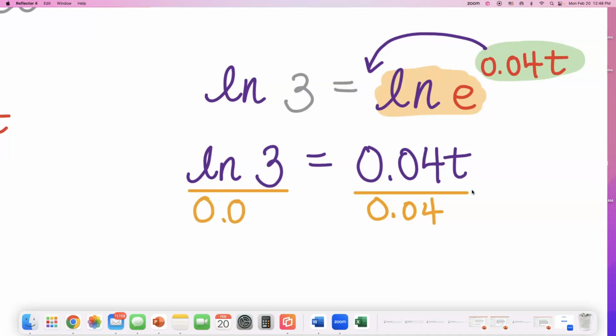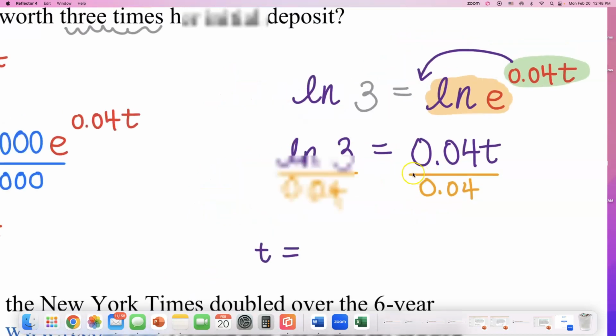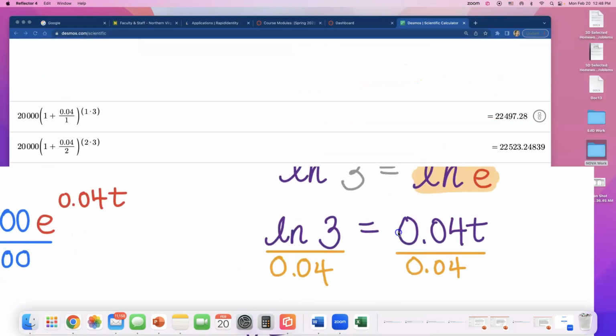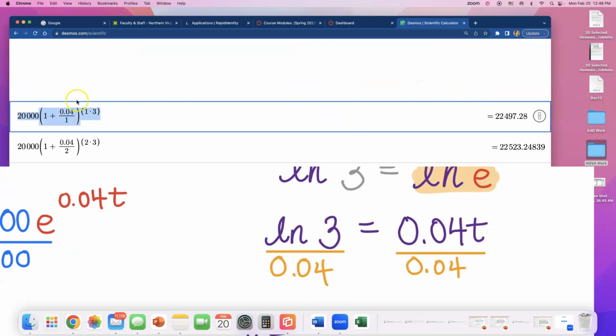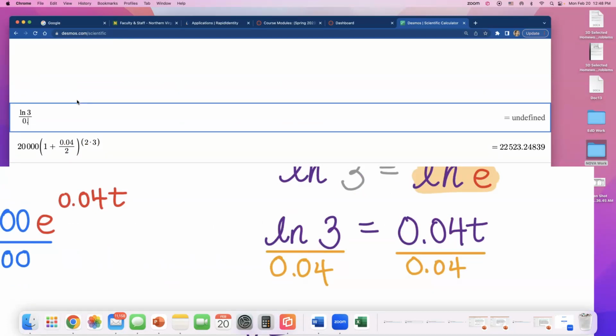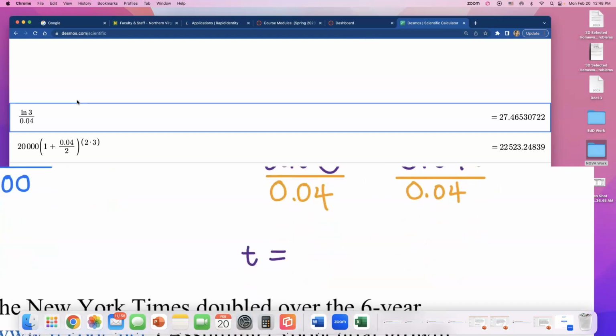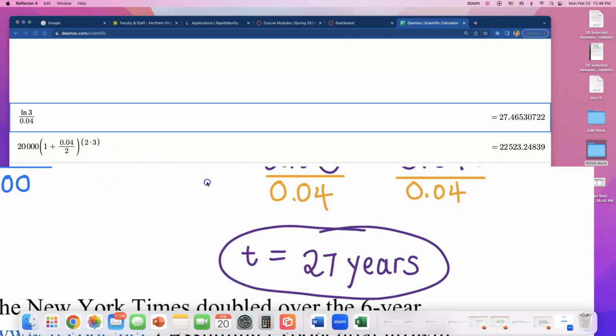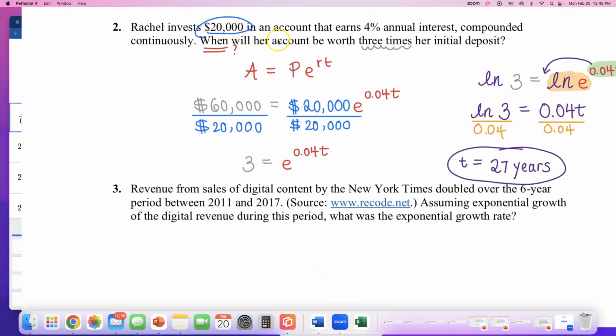And this is where you will need a scientific calculator to get the approximation. Because you can't tell Rachel, you have to wait natural log of 3 divided by 0.04 years to get your money tripled. No, Rachel's not going to like that. So go ahead and type in ln3 divided by 0.04. Rachel will have to wait about 27 years for her money to triple. So that's how you can solve this exponential equation.